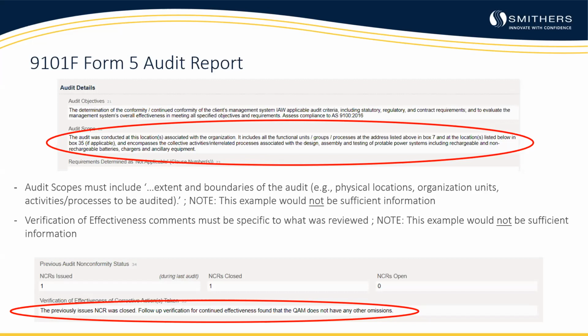So the question being asked here specifically is what was reviewed to allow you to make the determination that that NCR remains effectively closed. So we would expect to see reference to objective evidence, reference to a file, maybe records reviewed, something that supports the closure of that NCR, and the allowance for it to be considered closed at time of next audit.